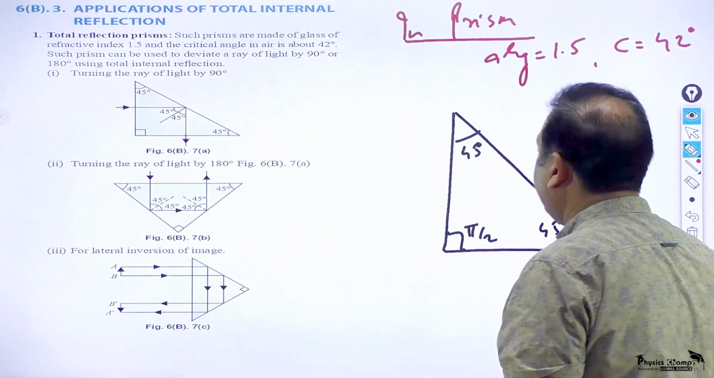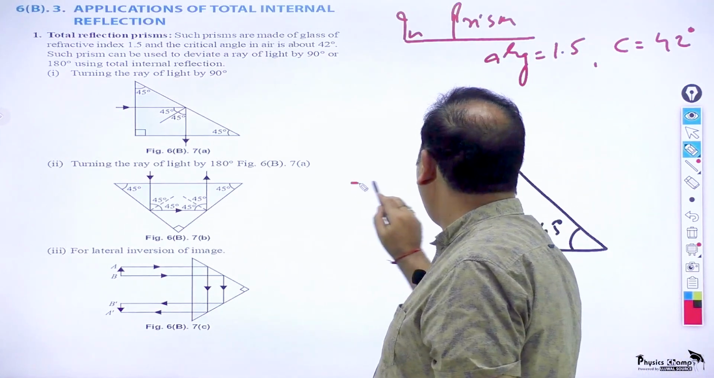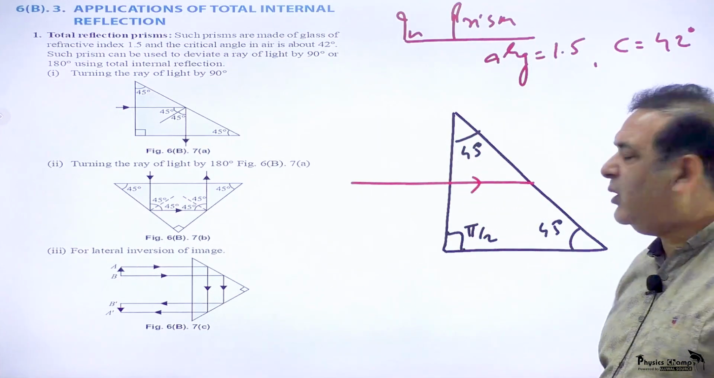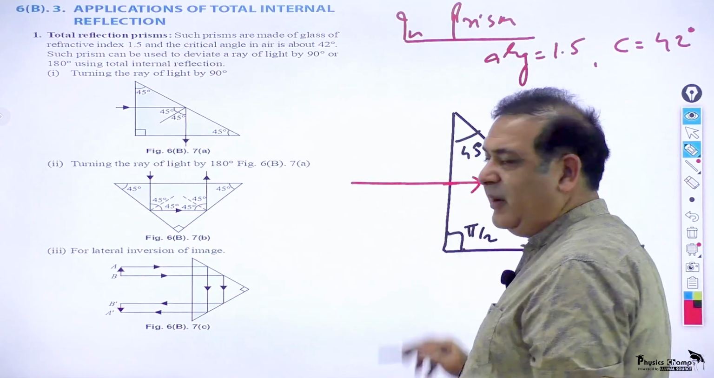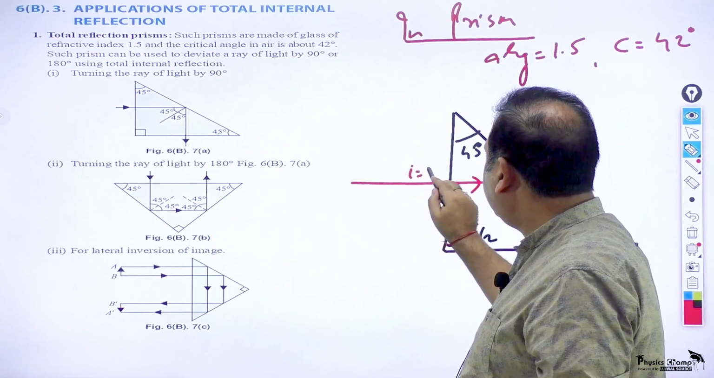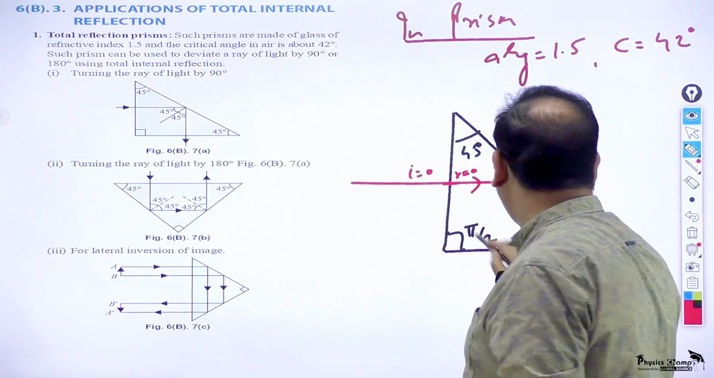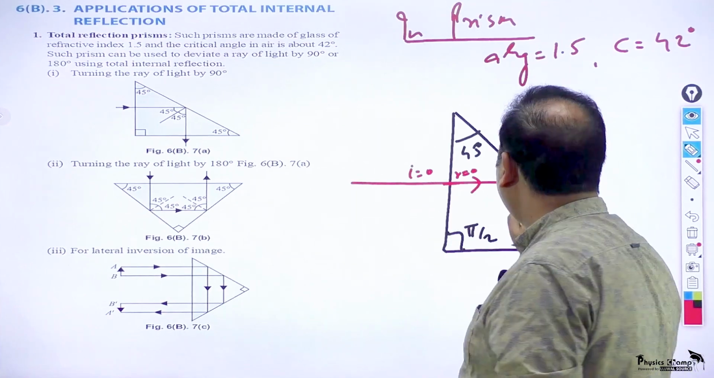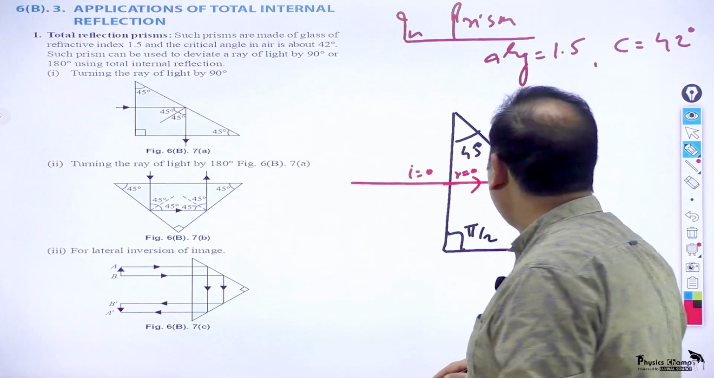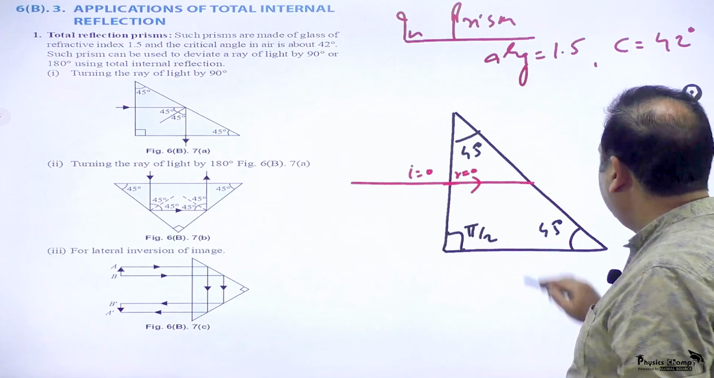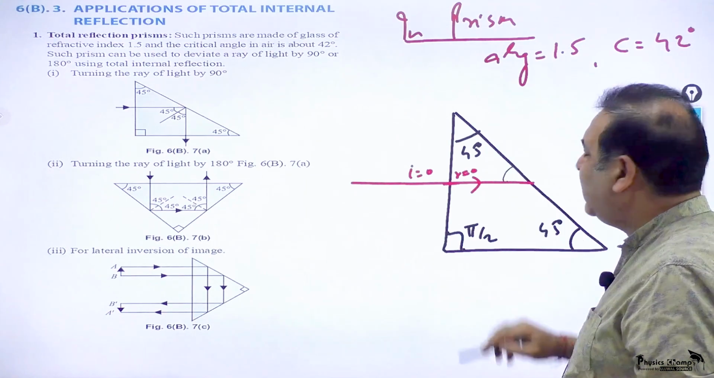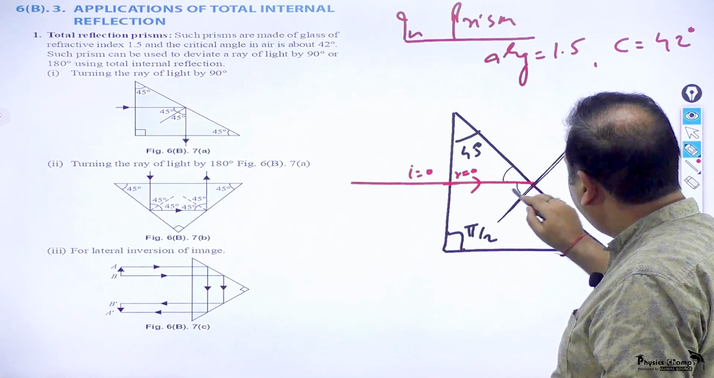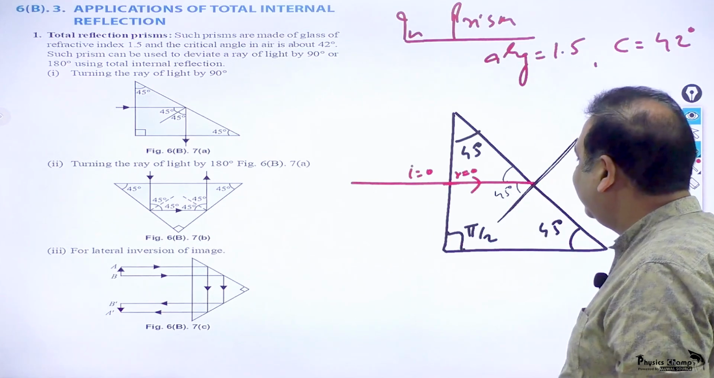Now a beam of light is made to fall straight. So if the beam of light is made to fall straight, here the angle of incidence will be 0 and the angle of refraction will be 0. So at this point, the beam of light will travel straight. But then it comes here. This is 45, so how much will this be? 45 degrees. And if I assume a normal here, it is again going to be 45 degrees.